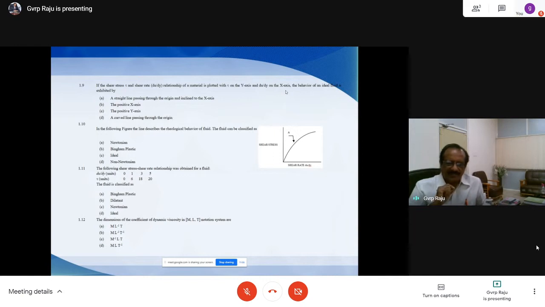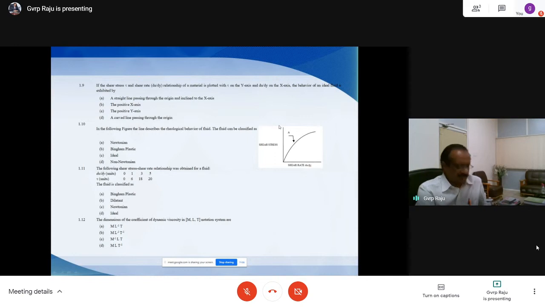So an ideal fluid is a fluid where, whatever the shear stress you apply, you can represent that. Whatever the stress here, you can represent the positive x-axis as ideal fluid. That was yesterday's discussion. So I have written here: ideal fluid.